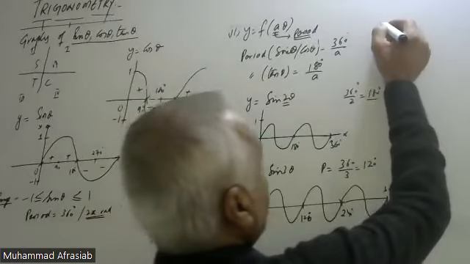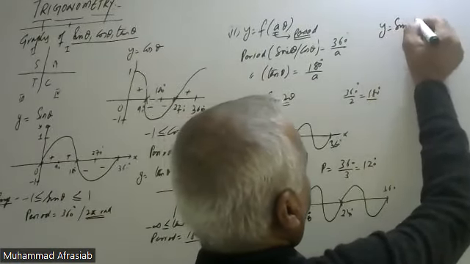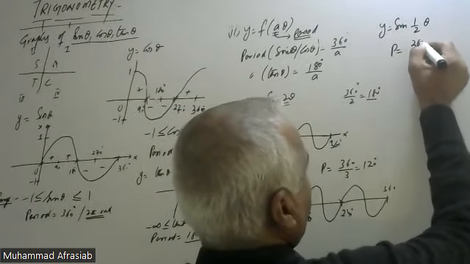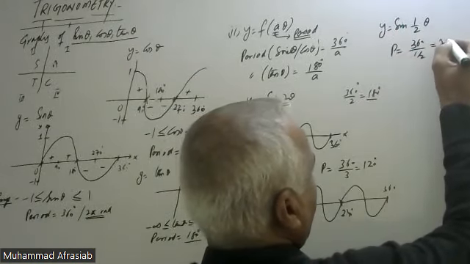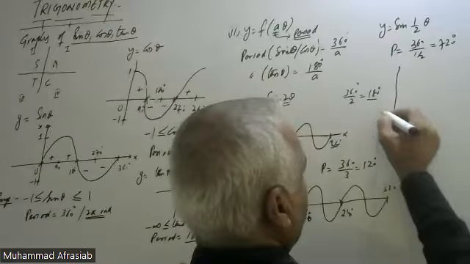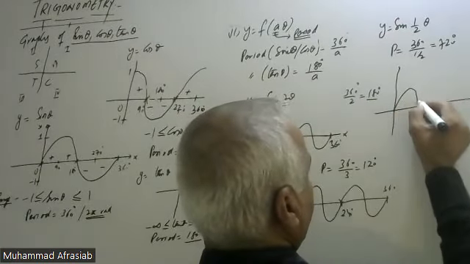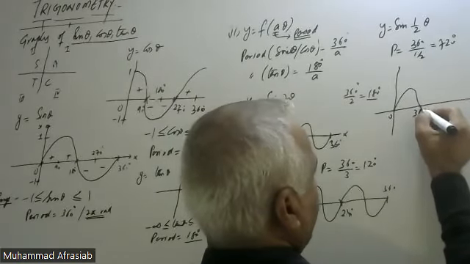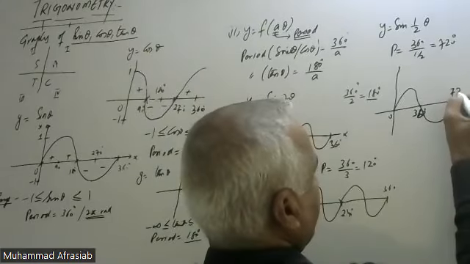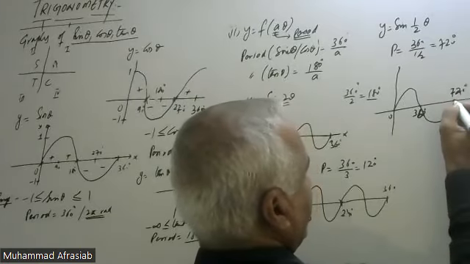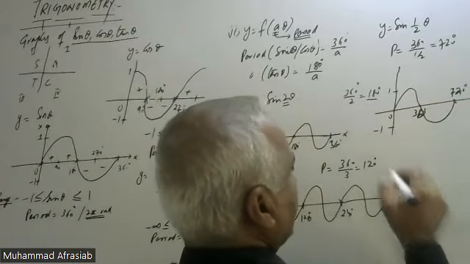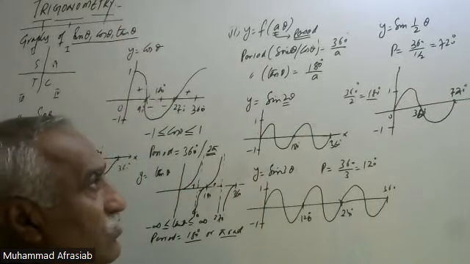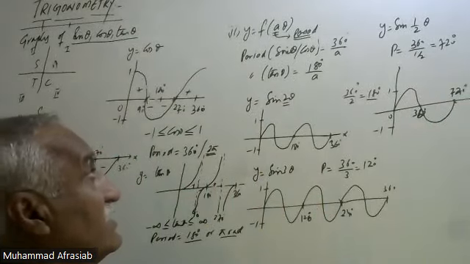If it is equal to sine of half theta, then the period is equal to 360 divided by half, so that is equal to 720. So the same graph will be there. So 0 till 360, and this portion is the next from 0 till 720, and the range of this graph is 1 and minus 1. So this is the role of this a when it is multiplied inside the function there.